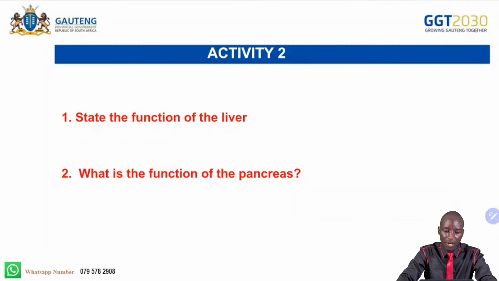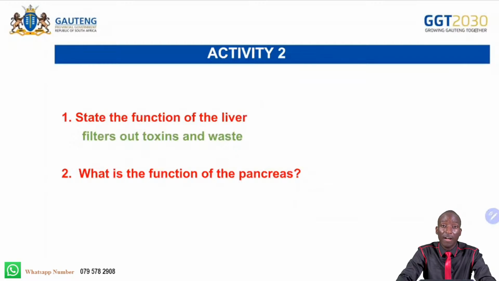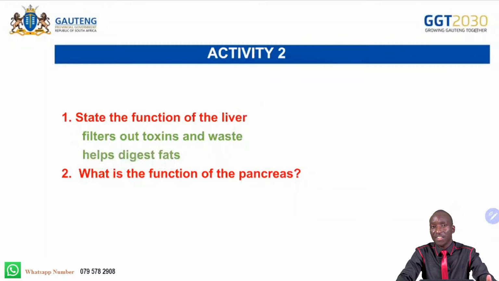Right, welcome back. I'm sure you were able to finish up the activity. Number one says, state the function of the liver. From a number of the functions that the liver carries out, we're going to look at just a few. The first one, it filters out toxins and waste from our bodies. That's the main function of the liver. It also helps digest fats. So these are the two main functions of the liver.